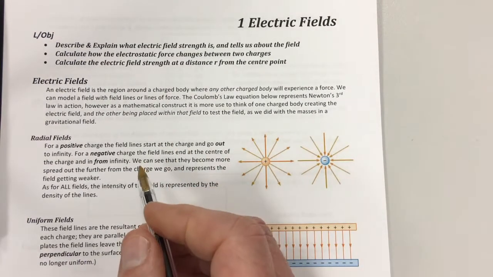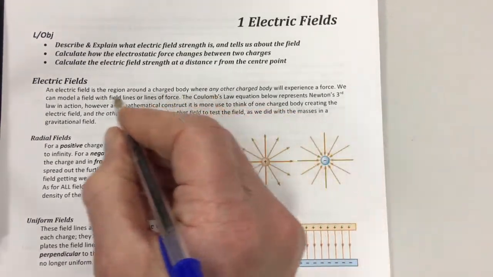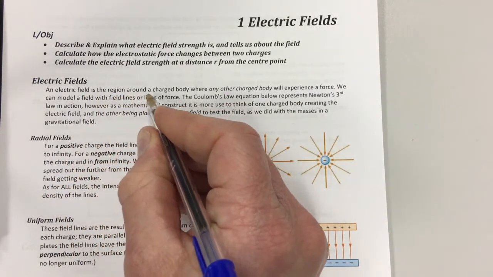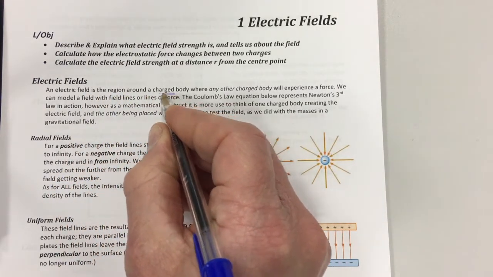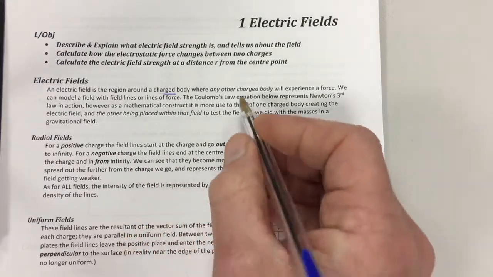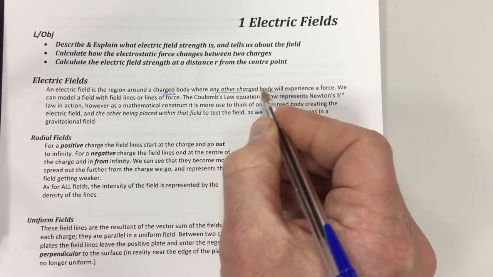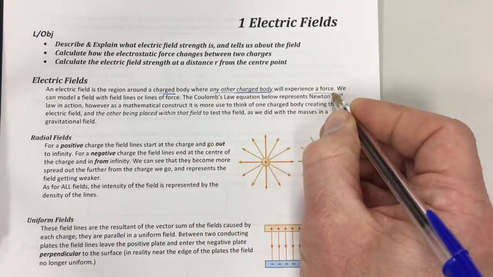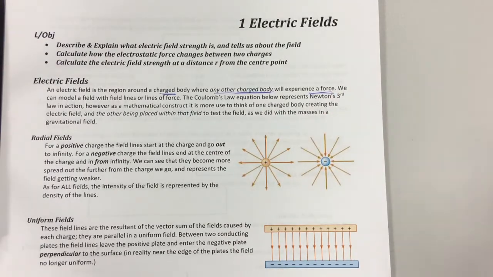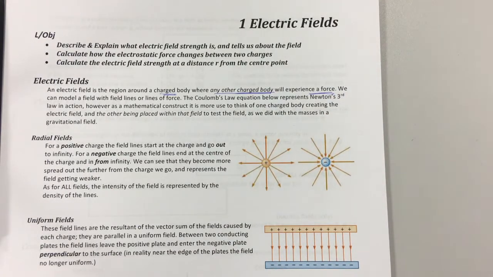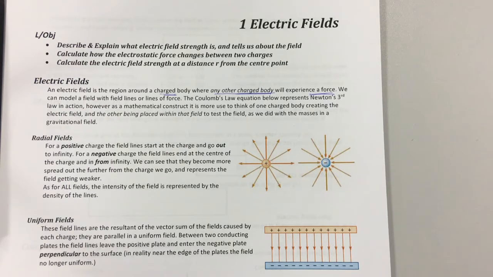Now, we've picked up on this already, but an electric field is a region around a charged body, a charged object itself, where any other charged body will experience a force. So it does mean that as long as we have two charges, there will be a force attracting or repelling them, just like we have two masses causing it.